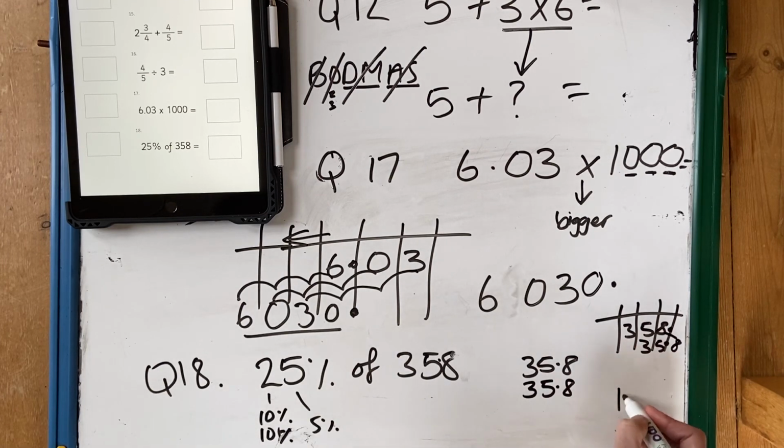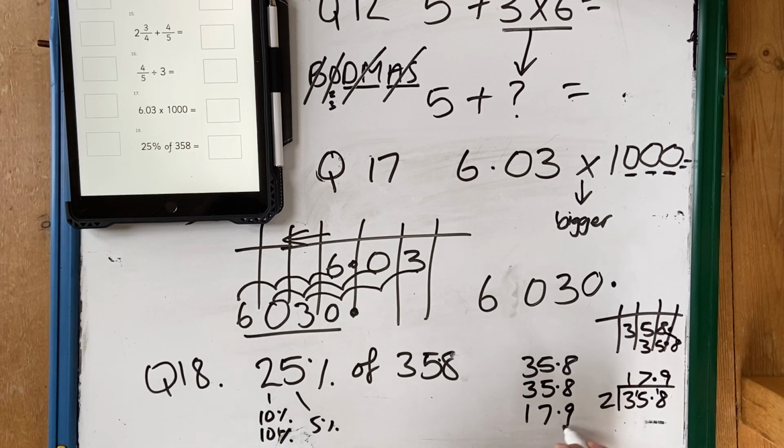So to do that, divide by 2. So 35.8. How many 2s are in 3? It's 1 remainder 1. How many 2s are in 15? It's 7 remainder 1. Don't forget your decimal point there. How many 2s are in 18? It's 9. 17.9. So there you go. You've got your 10%, 10%, 5%. Add them together and that will be 25%. Well done, everybody.